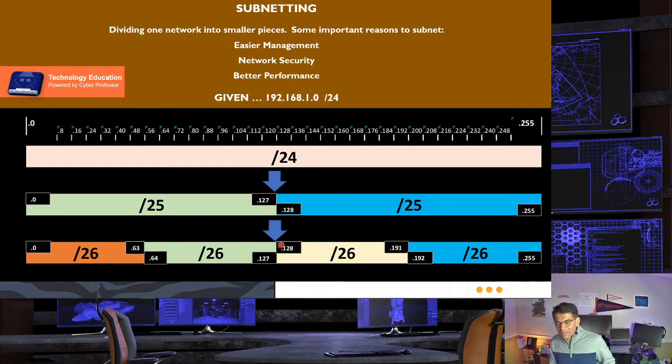The beginning of the third segment will be 192.168.1.128 as depicted here, and the end of that third segment will be 192.168.1.191, which is this number here. And the last subnet that you are creating with the /26 will be 192.168.1.192. That will be the beginning of that subnet, and the end will be 192.168.1.255, which is the last IP of that subnet. You're dividing this large /24 network into 4 equal pieces that are depicted by these /26 subnets.